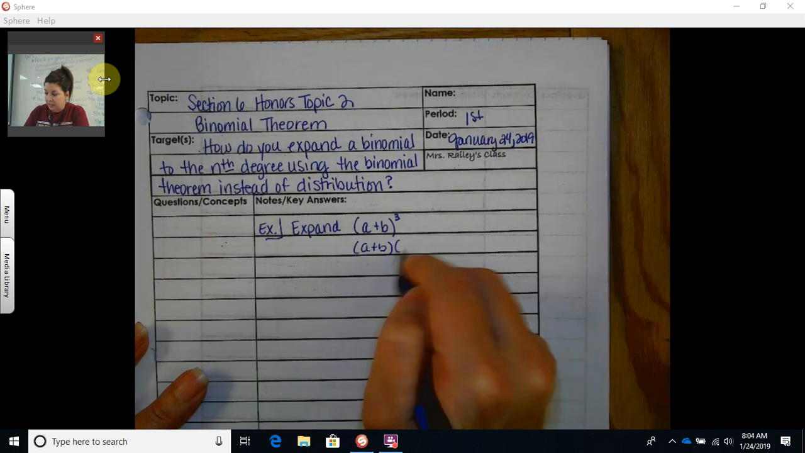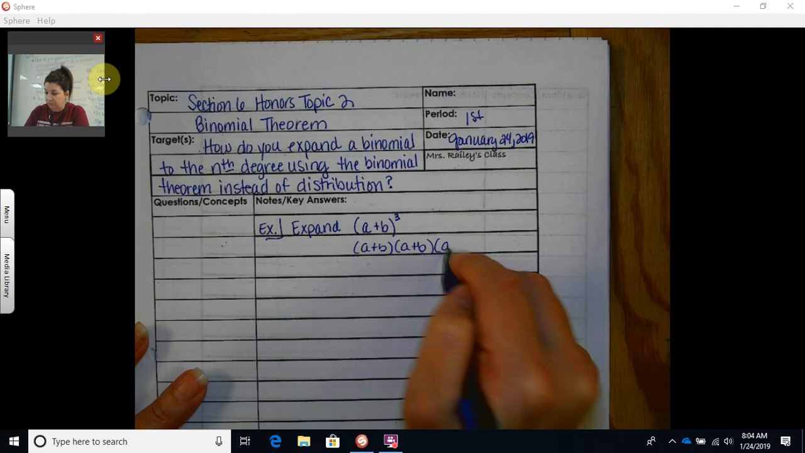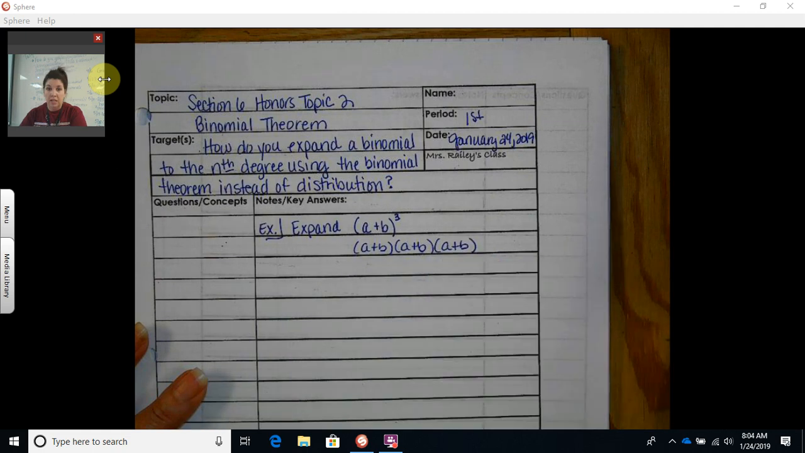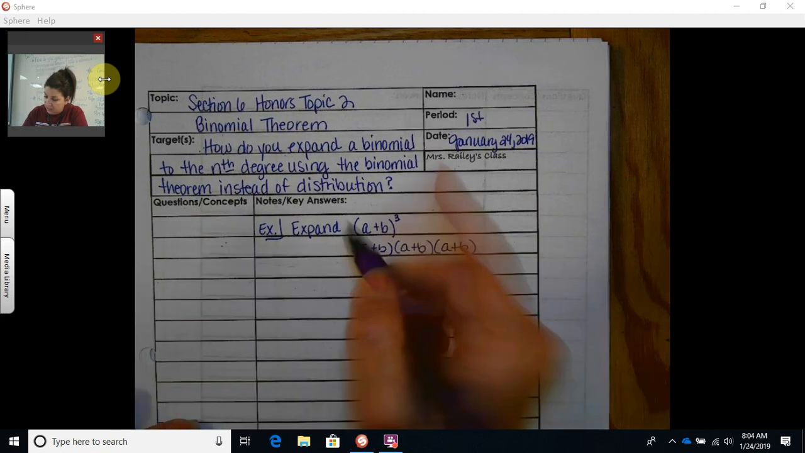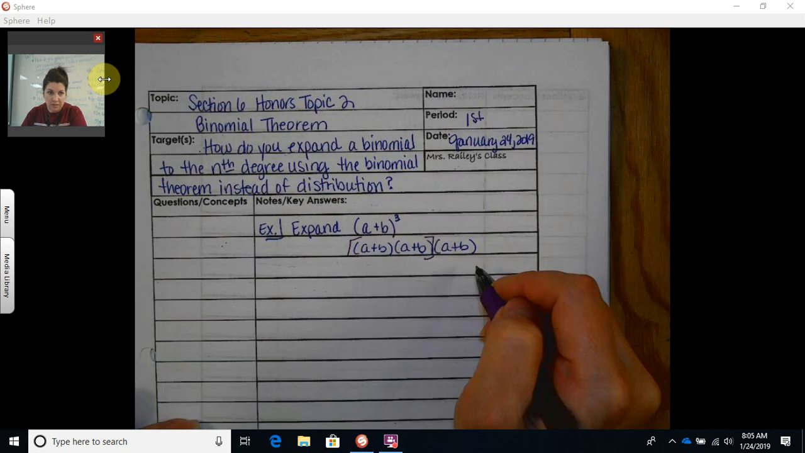And remember, I told you, when you are trying to distribute, don't try to distribute all of those at once. It's not going to work out right. So just group 2 of them together at a time. So I'll group my first 2 binomials together, and then I'll come back and pick the third one up at the end.